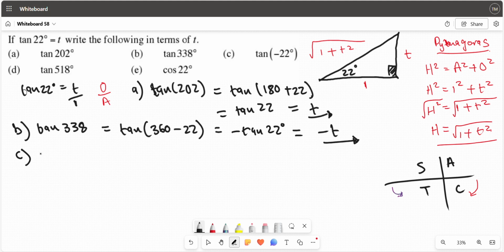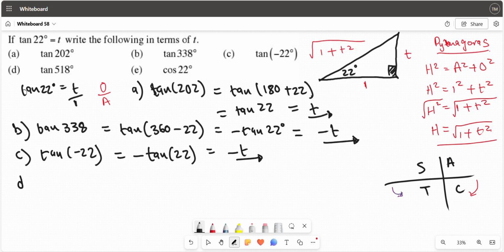Let's do C. C then says what is tan of negative 22. Remember our negative angles: the sine and the tan will become a negative ratio. So this becomes a negative tan of 22 degrees, and that is simply a negative t.